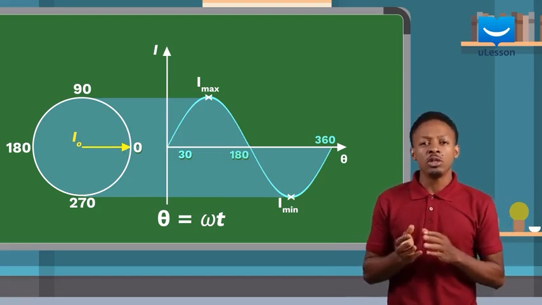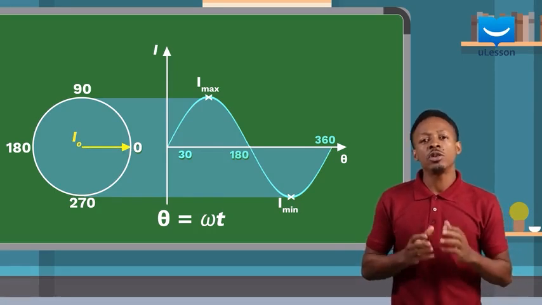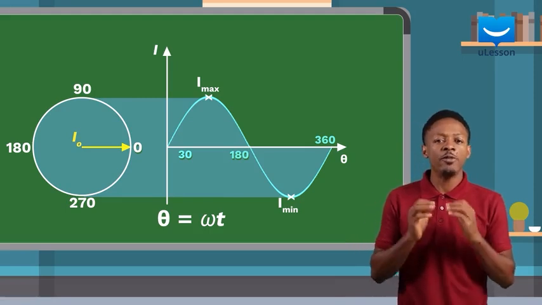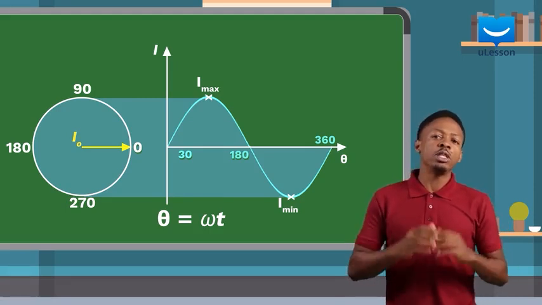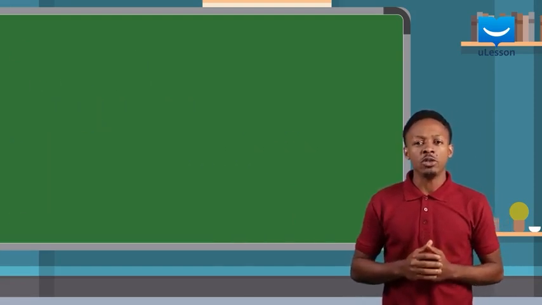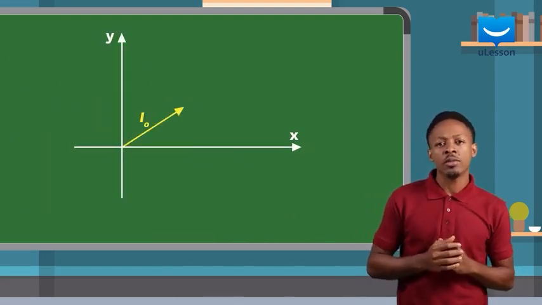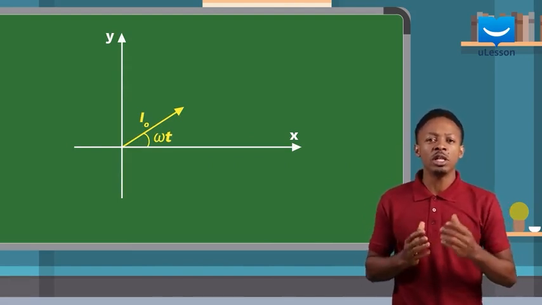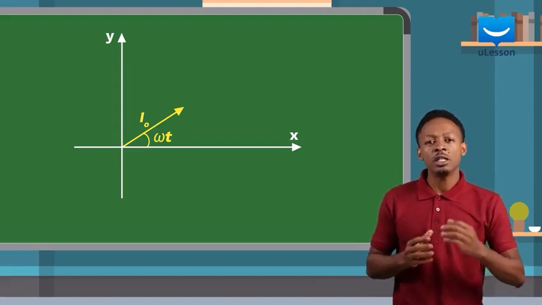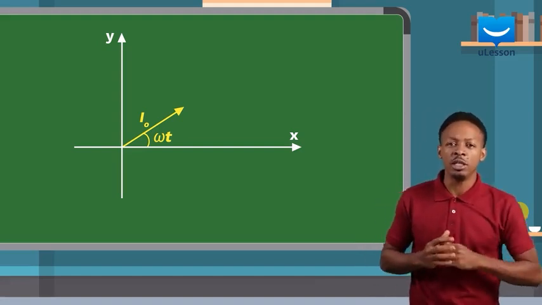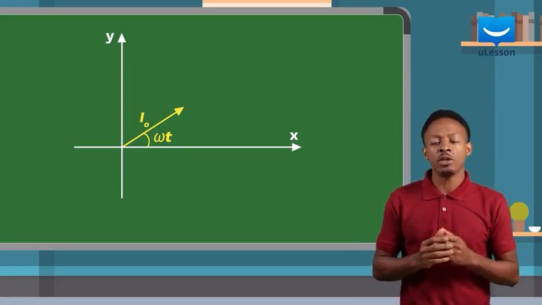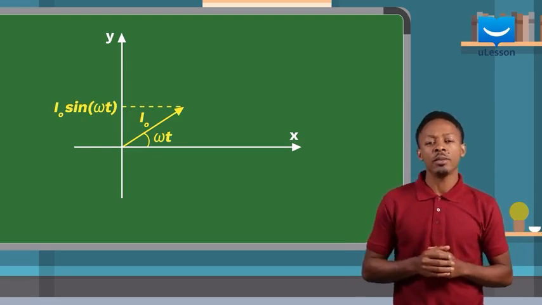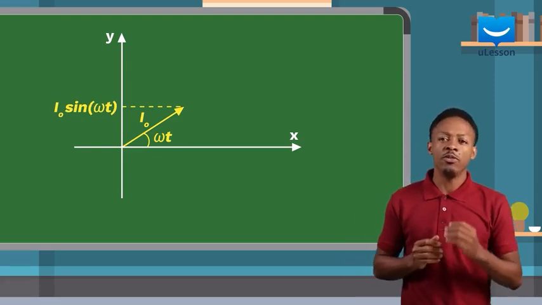Now let's use this knowledge to draw the phasor diagram for circuits containing a resistor. We know that current and voltage are in phase in a resistor. So we start by drawing current as a vector whose length is equal to I naught and an angle of omega t. The angle is omega t because the phasor rotates with an angular speed omega, and after t seconds it would have covered an angle of omega t. Now taking the y component of the vector, we get I naught, which is the length of the vector, sine omega t.